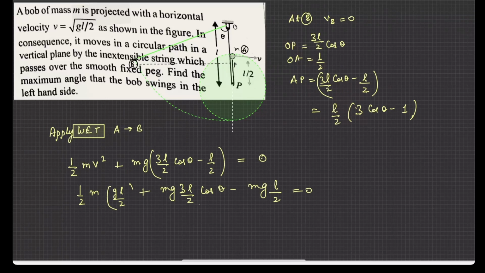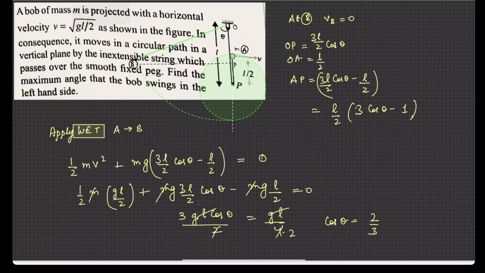This will be v square है. So this is my GL/4 minus GL/2 comes out to be minus GL/4, so it will go on this side. So यहाँ पे हो गया 3GL cos theta by 2 is equal to GL/4. GL से GL cancel, 2 से 2, so cos theta comes out to be equal to 2/3. So that will be the value. Cos theta comes out to be equal to 2/3.